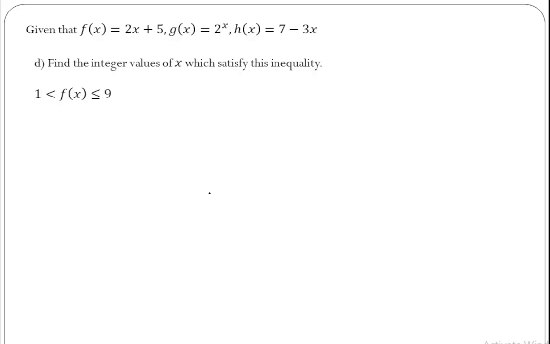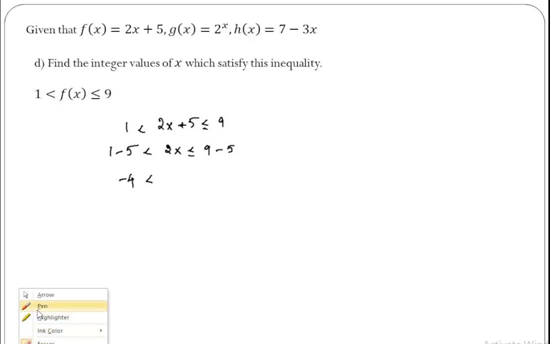We have to solve the inequality for f of x: 1 is less than or equal to 2x plus 5, less than or equal to 9. We have to eliminate the constant term 5 at first. So 1 minus 5 is less than or equal to 2x, less than or equal to 9 minus 5. Then we can simplify 1 minus 5. 1 minus 5 is negative 4. And 2x remains the same.